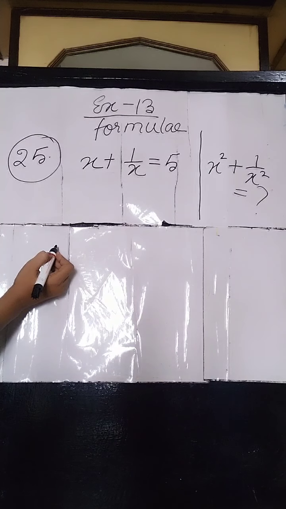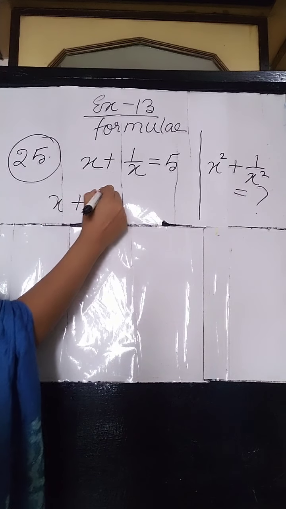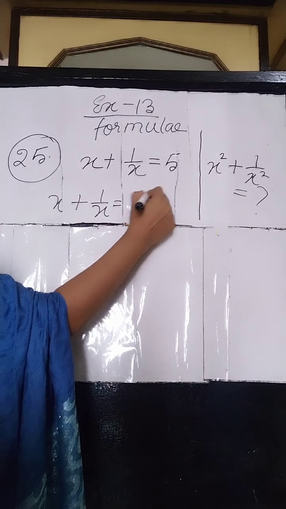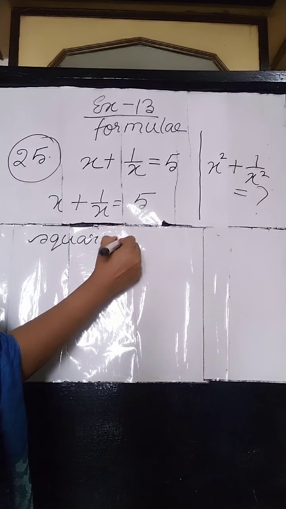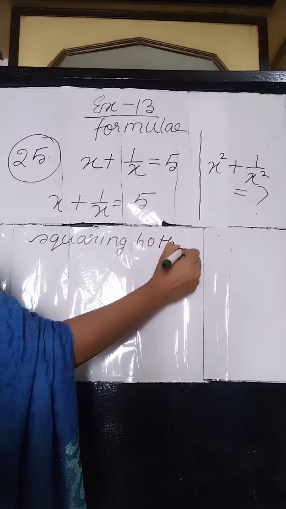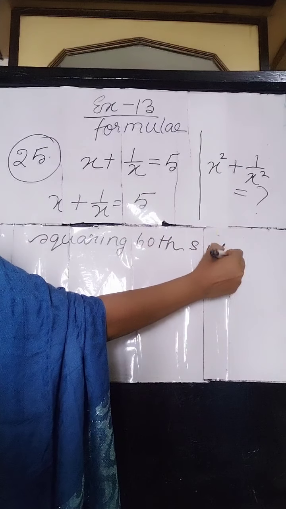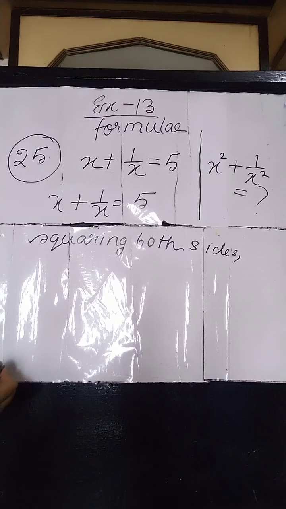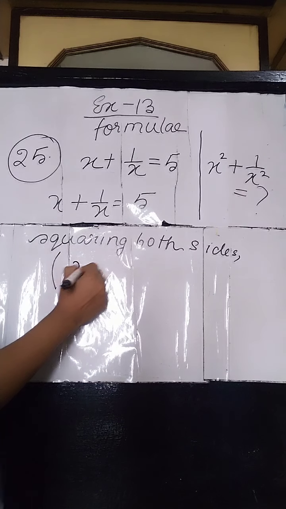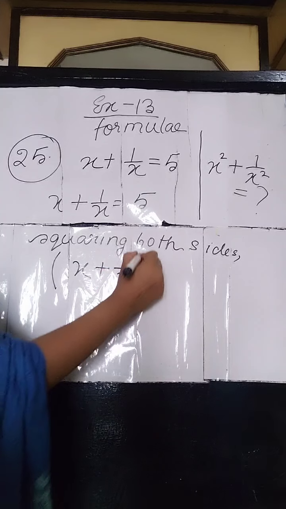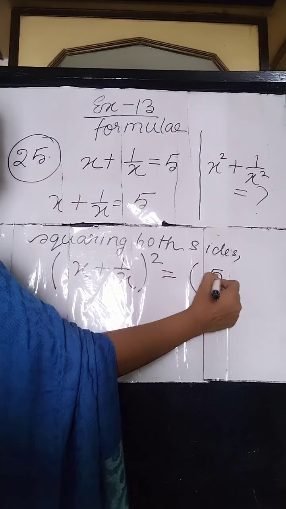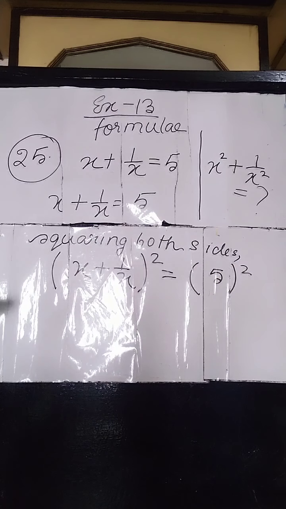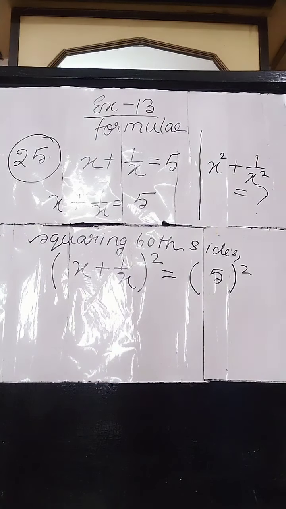So you will write that x plus 1 by x equals 5. This is given to you. Now you will write squaring both sides. What do we get? We get x plus 1 by x whole square is equal to 5 whole square. I think you can get the point over here.